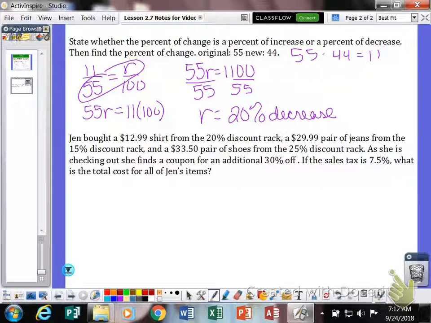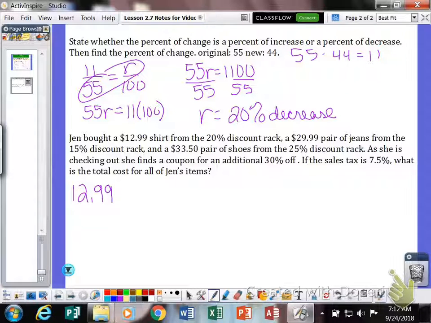All right, Jen bought a $12.99 shirt from the 20% discount rack, a $29.99 pair of jeans from the 15% discount rack, and a $33.50 pair of shoes from the 25% discount rack. As she's checking out, she finds a coupon for an additional 30% off. If the sales tax is 7.5%, what is the total cost for all of Jen's items? So we have to do these individually.